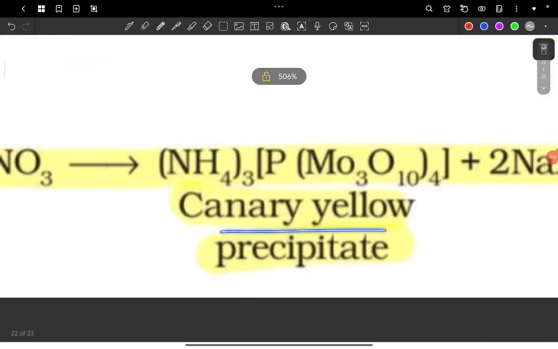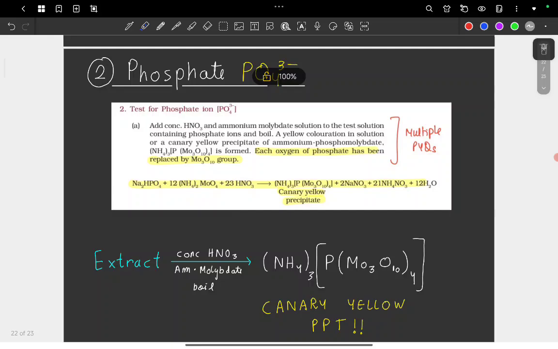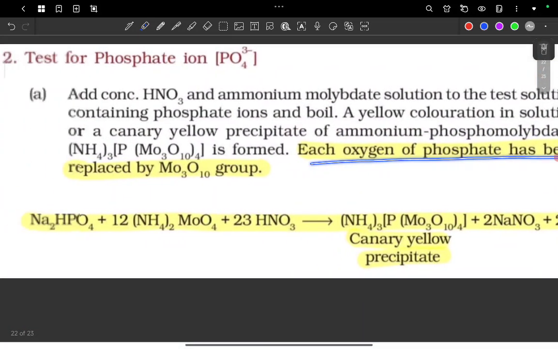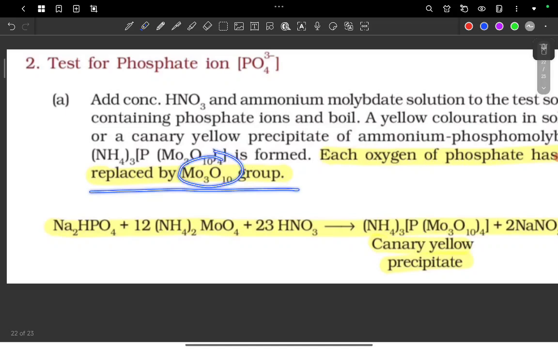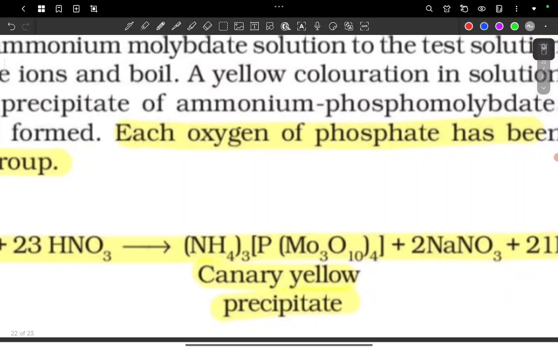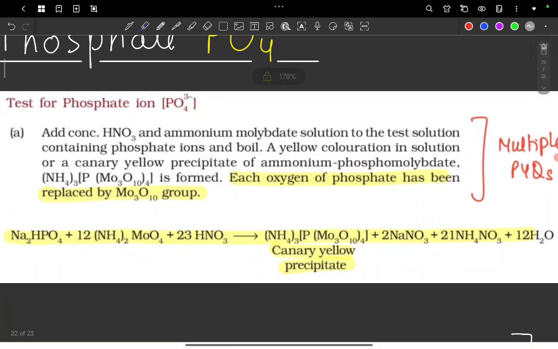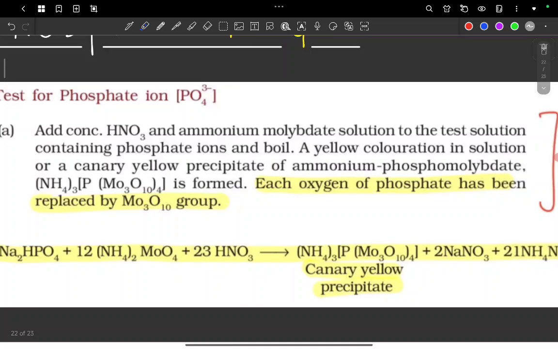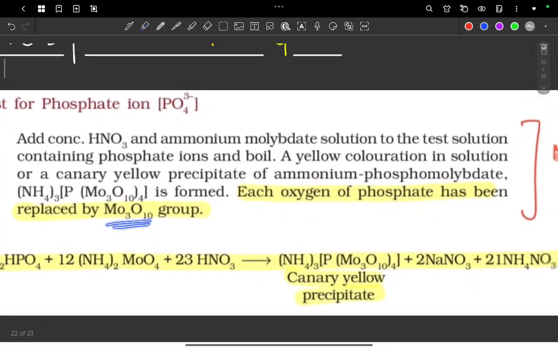And if we talk about the canary yellow precipitate, there's a point mentioned in the lab manual as well. Each oxygen of phosphate has been replaced by Mo3O10 group. Now, if you look at the Mo3O10 group and you look at oxygen, oxygen also has a -2 oxidation state, and the Mo3O10 group also has a -2 oxidation state. So it disappeared. Well, whatever. So this has the capability to replace oxygen in any phosphate ion, and it can replace it with the same stoichiometry because both of them have the same oxidation number.